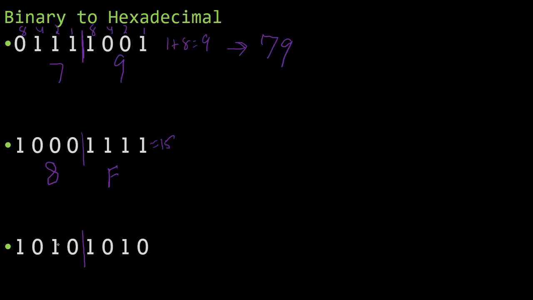Down here, I have a 2 and 8, which is a 10. So this is a 10. This is a 10. And that is simply A, because A is 10. All right.